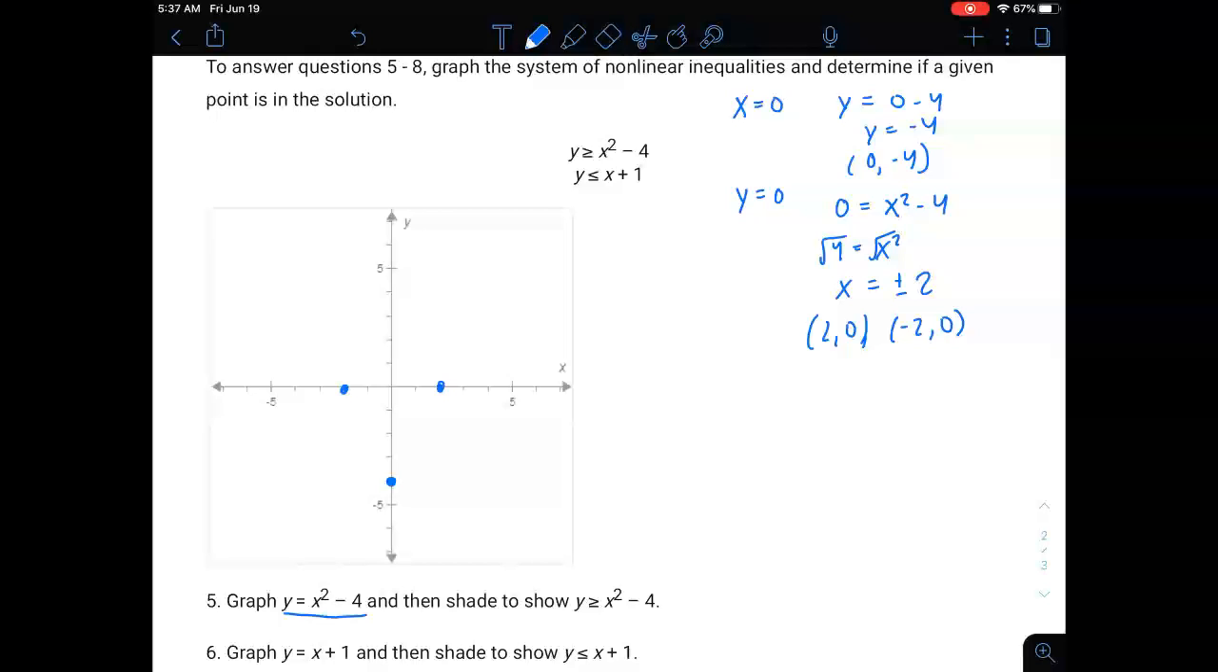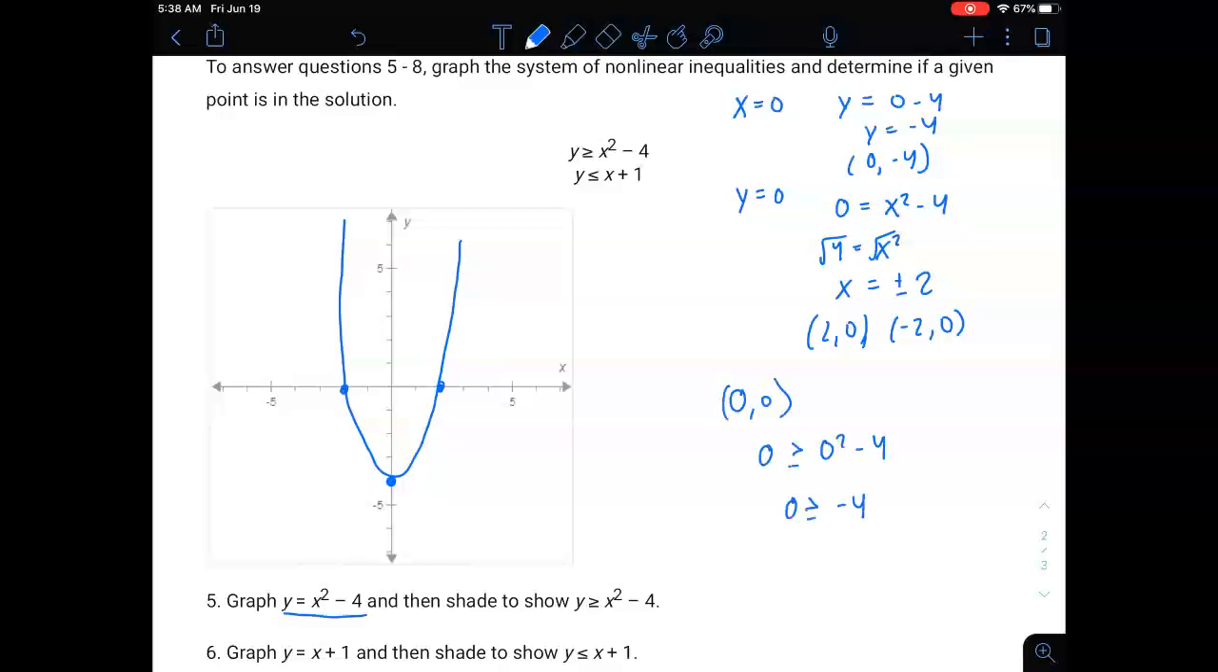All right. Now, we have 3 points, so we can make a curve. Now, the question is, is it going to be a solid or a dashed line? And the answer is it's going to be solid. So we're going to have a solid line. I'm not the best artist, so I don't expect you to be either, all right? Now we've got to shade to show that y is greater than. So if we're going to test a point here, we can test (0, 0). So is 0 greater than or equal to 0 squared minus 4? So is 0 greater than or equal to negative 4? The answer to that is yes. Okay, so that means this is the region that we're shading.